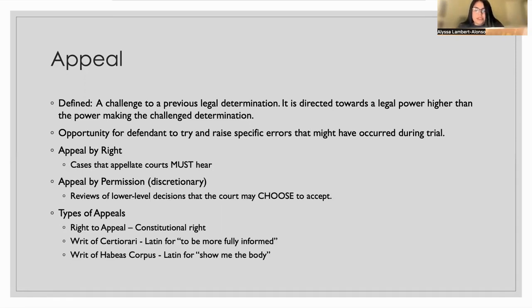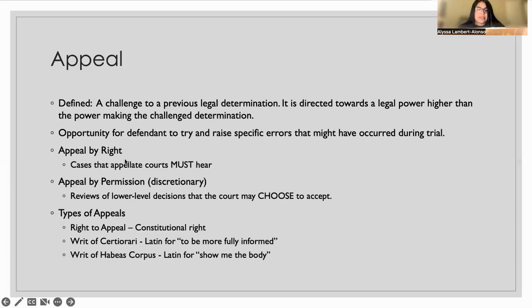Trial court determinations can be appealed in the appellate courts, and the rulings of the appellate court can be reviewed by the U.S. Supreme Court. So this gives defendants the opportunity to try to raise specific errors that may have occurred during their trial. Criminal defendants who were convicted also have an absolute right to appeal their convictions. So there are two main categories of appeals, I should say.